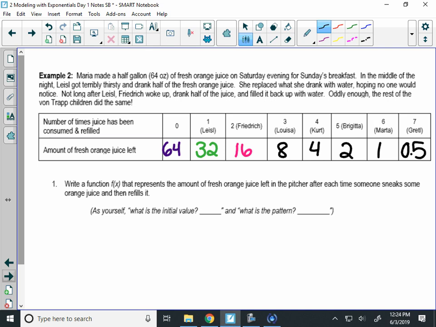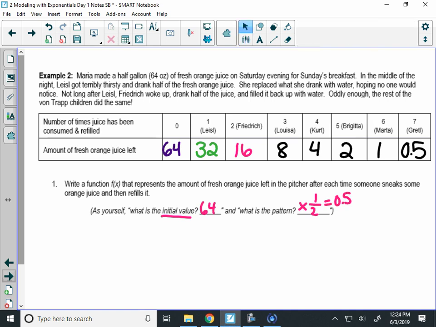Now let's write a function. When we write these functions, remember, ask yourself, what's the initial value? How much orange juice did you start with? Well, 64 ounces. What's the pattern? Well, we're multiplying by 1/2. Or you could say we're multiplying by 0.5.